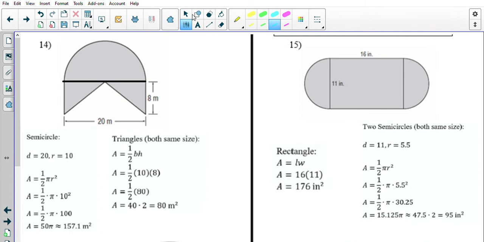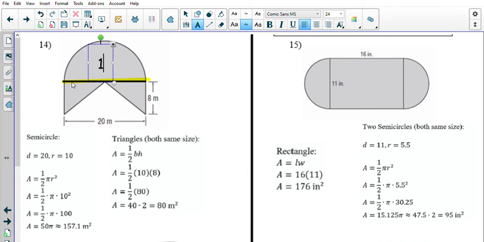Now you can see I did draw a line in here to split this thing up. So I drew a line across here, and we're going to divide this into a semicircle and then 2 triangles. They're both going to be the same size, and since they're the same size, we can find the area of 1 triangle and then double it since we have 2 triangles of the same size. But let's start with the semicircle or half circle first. That's going to be region 1 here.